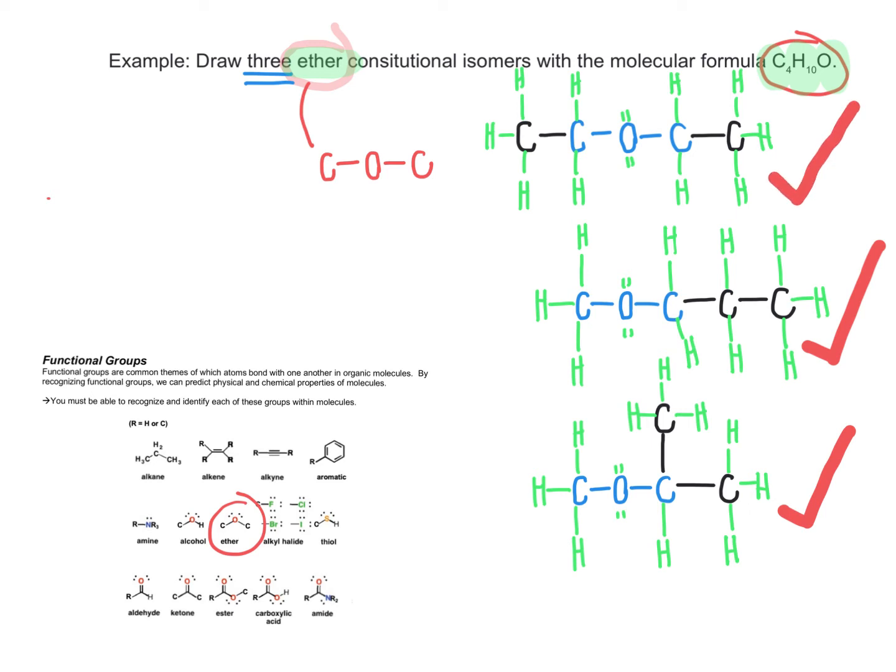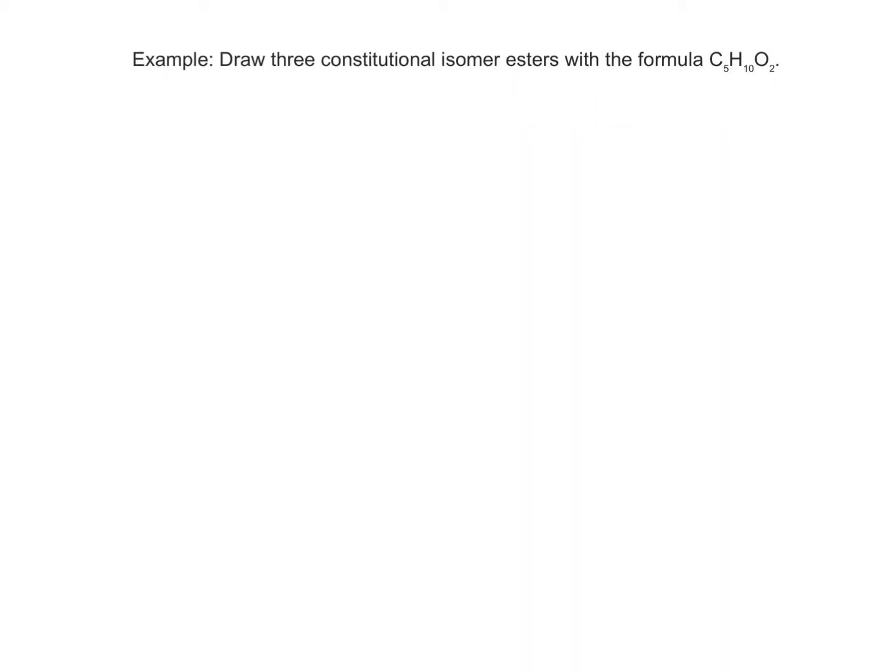Let's do one more example where we're going to take the same theme of drawing constitutional isomers of a particular functional group to test our knowledge here. Here we go. Let's give this example a try. Draw 3 constitutional isomer esters that have the formula C5H10O2. I strongly encourage you to hit pause, apply what you learned from our last example problem toward this problem, and then check your answer relative to what I come up with by hitting the play button.